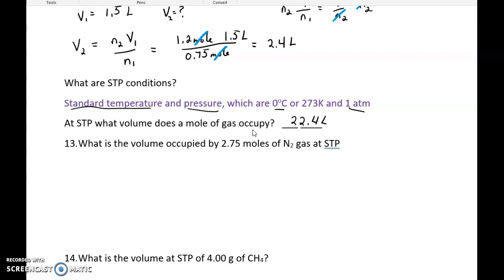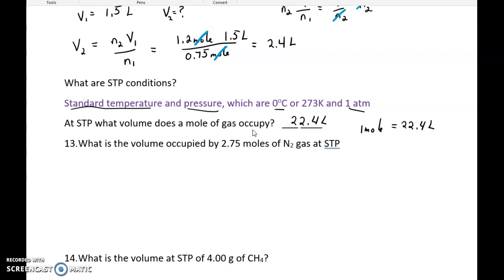We can use that to solve problems. We can say that 1 mole at standard temperature and pressure is equal to 22.4 liters. That's an equality. So we can use that to convert. So what volume is occupied by 2.75 moles of nitrogen gas at STP?